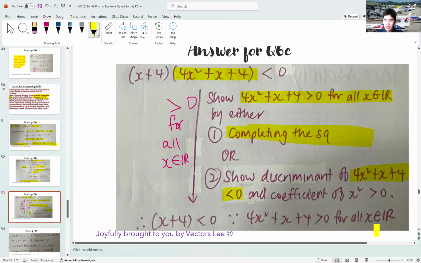Because if I'm going to press my calculator now, 1 squared, because 1 is the coefficient of x, so minus 4 times the coefficient of x squared, which is 4. So a is 4, c is the constant term, so c is also 4. Right, I'm going to get -63, right? -63. So this is definitely less than 0.